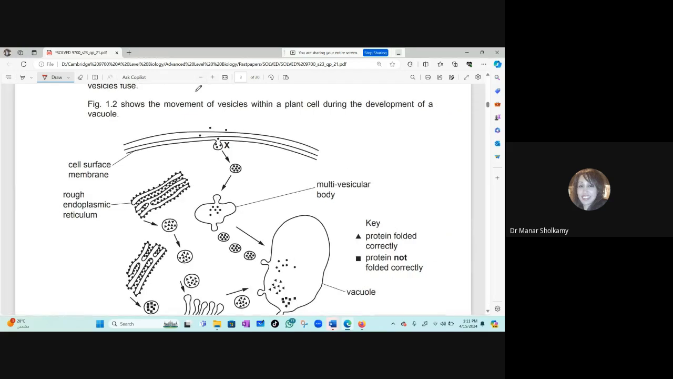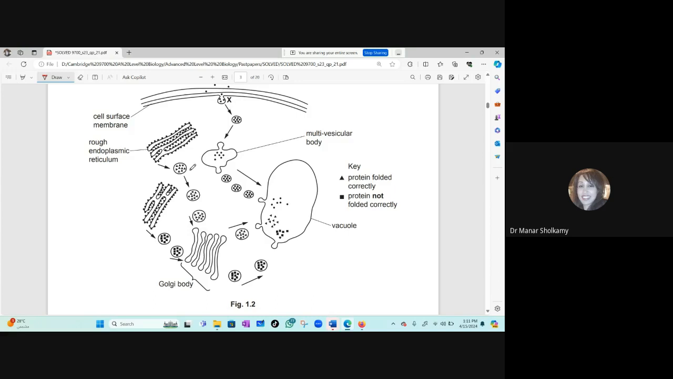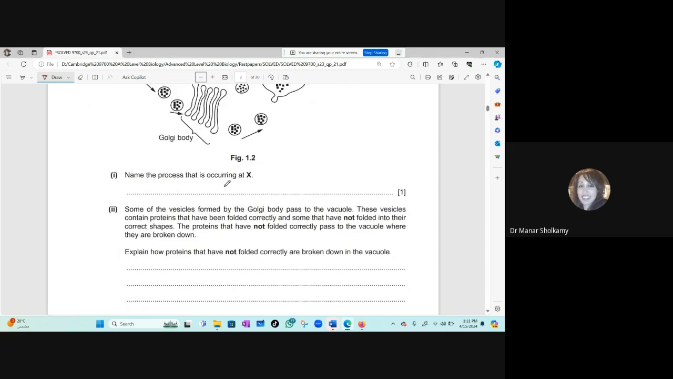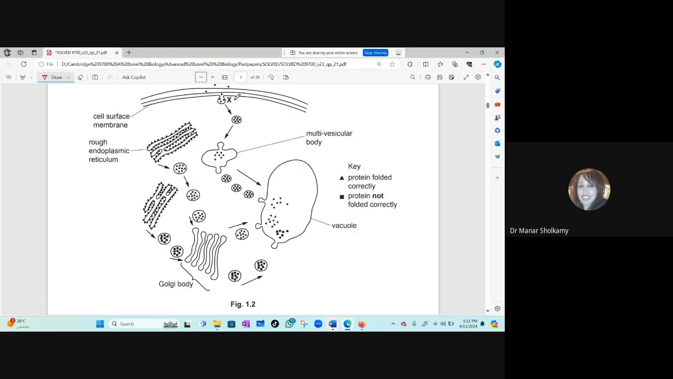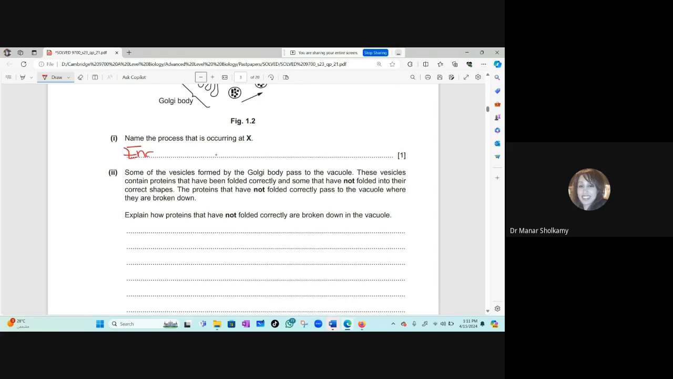Again, I'm not going to read it because it takes so much time, but you will read it. You obviously see here a process of what? What's the process that you see here? Where's Mariam? I cannot hear her voice. Yes, doctor. What do you see here at X? They will ask you the process that is occurring at X. Exocytosis. Wait, look at the arrow. Yes, it's endocytosis. Okay. This is endocytosis.